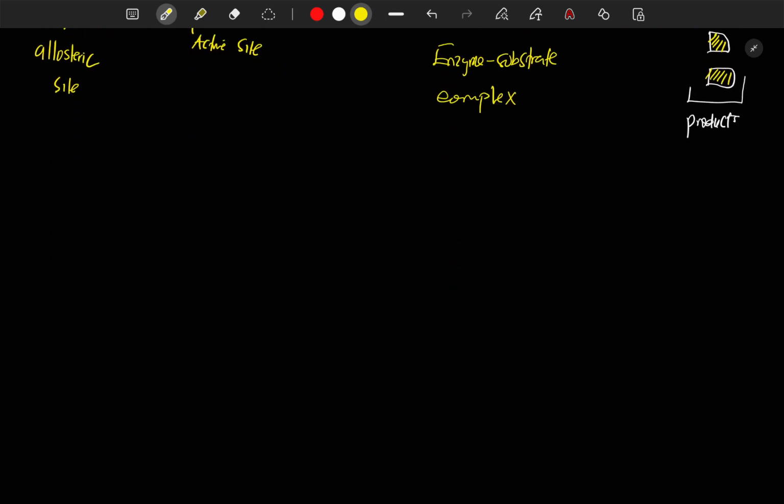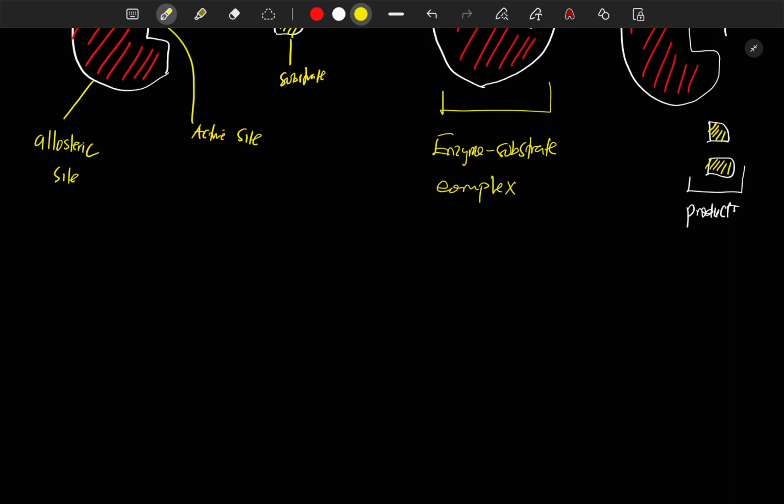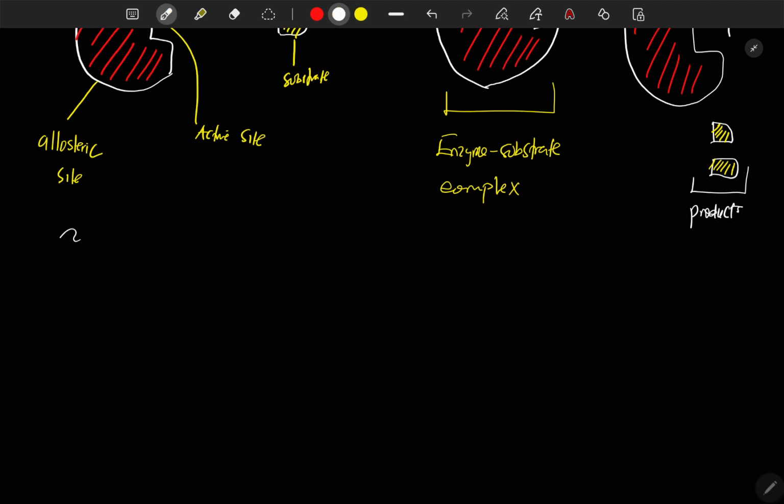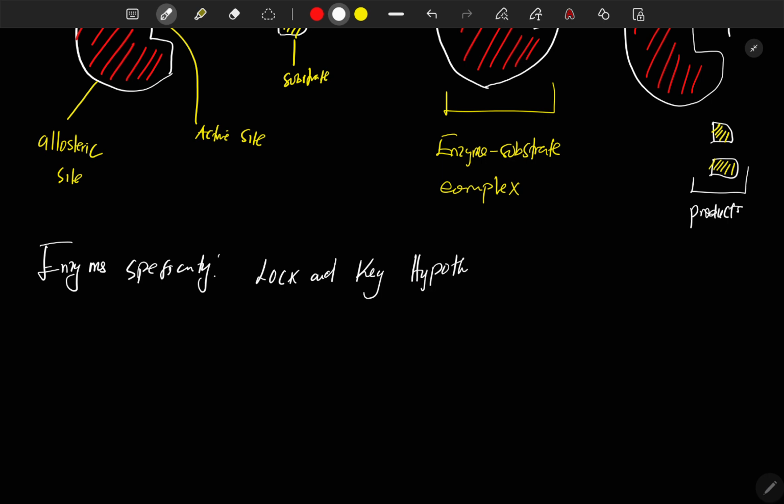Now, what else do you have to know? In this case, enzymes are specific. When we say enzymes are specific, we mean they can only catalyze one reaction. So, enzyme specificity. Now, this one can be explained properly using the lock and key. So we're going to use the lock and key hypothesis or mechanism. Others call it a mechanism.